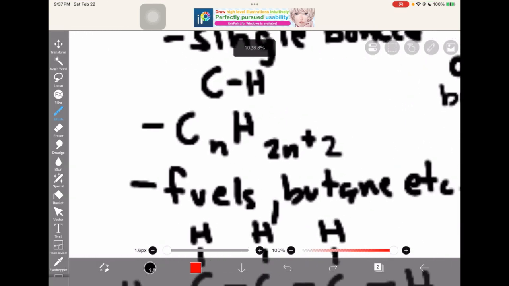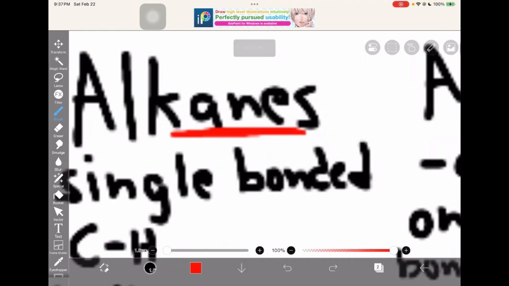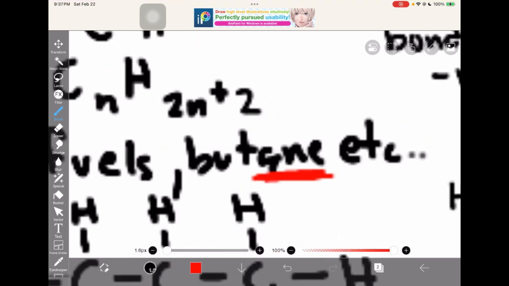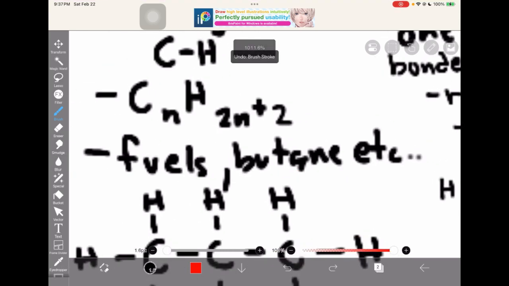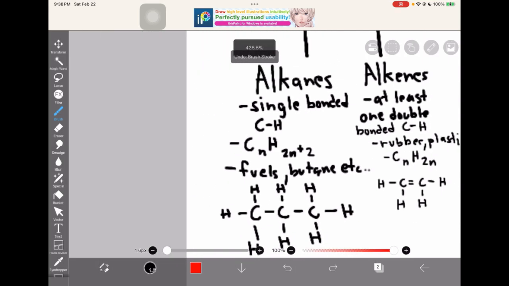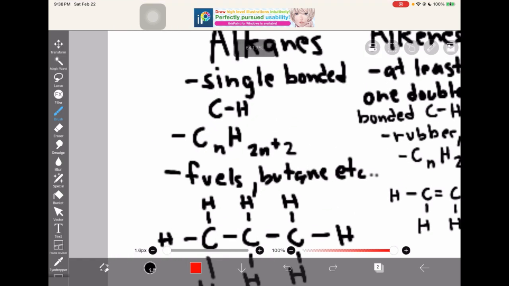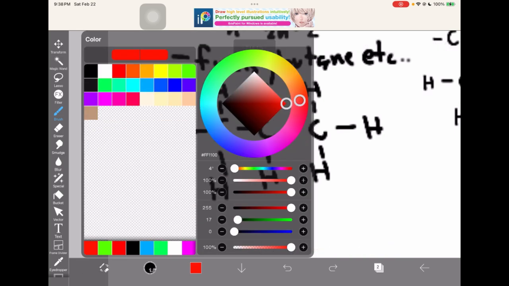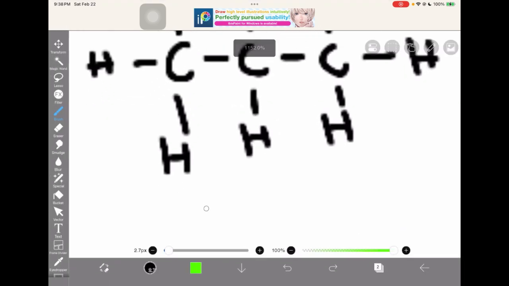Alkanes always end with ANE. For example, butane over here ends with ANE. This is mostly used in fuels, as we can see over here, as well as gasoline. So in conclusion, alkanes are single bonded with this formula, and they're used in fuels. It looks like this. By the way, I forgot to add, but this is the one that is saturated.